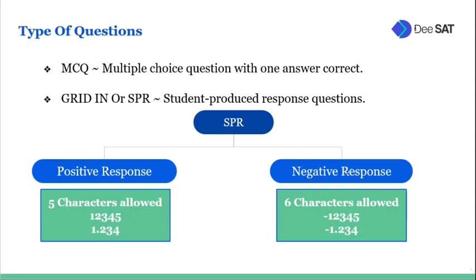When we talk about the negative response for an SPR, when you just need to put your answer inside of the box, six characters are being allowed. So one extra character is being given for the reason that a negative sign should be there, which itself is a character, right? So six characters can be 1, 2, 3, 4, 5, or it can be negative of 1.234. So that is how the six characters are being there.